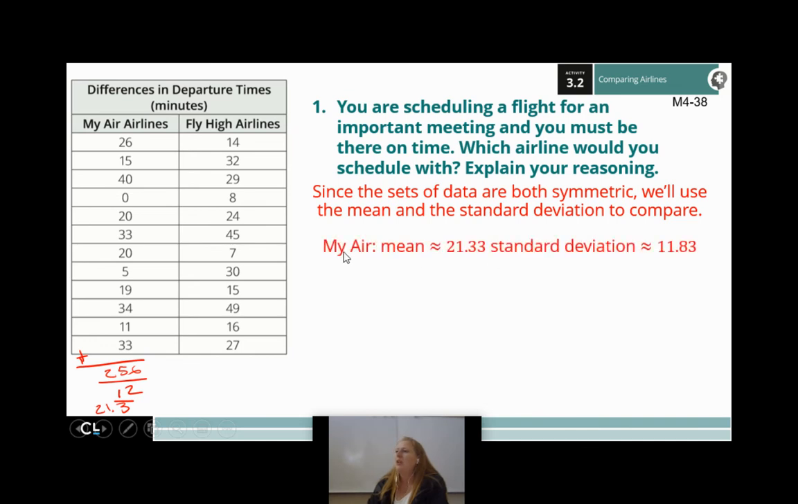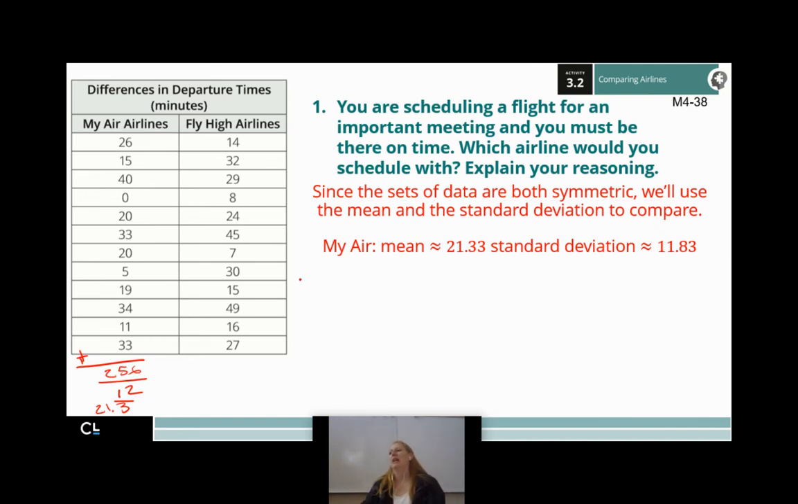That's cool. So for my airline, the mean was 21.3. And when I subtracted my mean from all of them, squared each one, added those deviations together, and divided by 11, because 12 minus 1 is 11, and then did the square root, I got about 11.83. You could do the same thing.